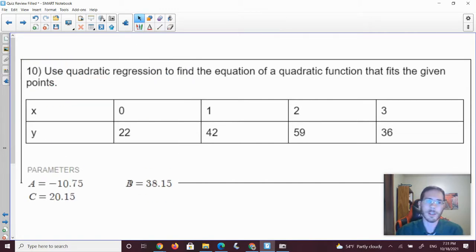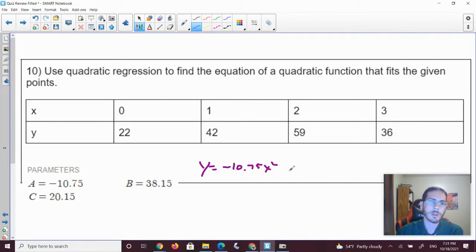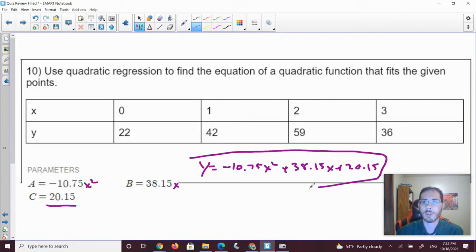So I can't just write down A, B, and C. That would not be a correct answer because we do want the equation. So we're going to get y equals negative 10.75x squared plus 38.15x plus 20.15. So you can remember the a gets the x squared, the b gets the x, and c is just the number. And that's literally it. We're done. It's just a calculator question.